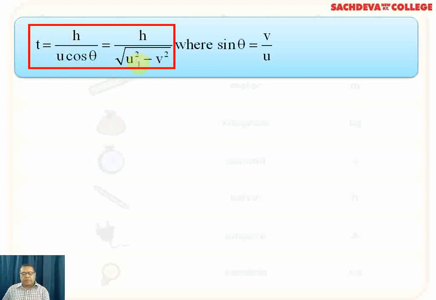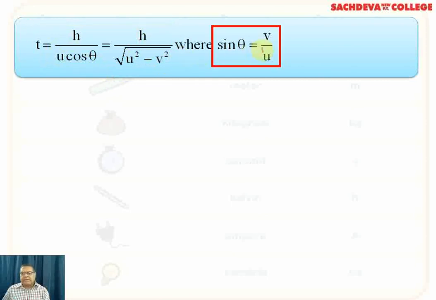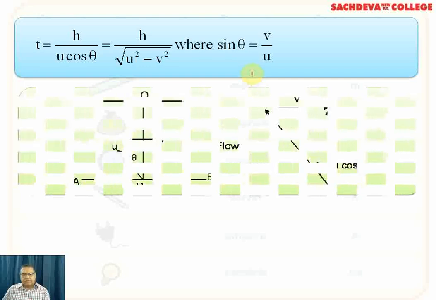and that will be further simplified, where sine theta is v over u. Now we have to apply trigonometry here. Sine theta means the root of 1 minus cos square theta. If we evaluate that value, then we will find that u cos theta can be written as the root of u square minus v square. So t is taken as h over u cos theta, which equals h over the root of u square minus v square, where sine theta is v over u. And sine theta can be written as the root of 1 minus cos square theta.